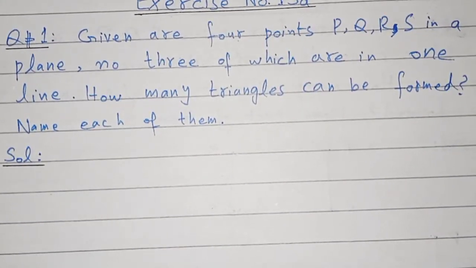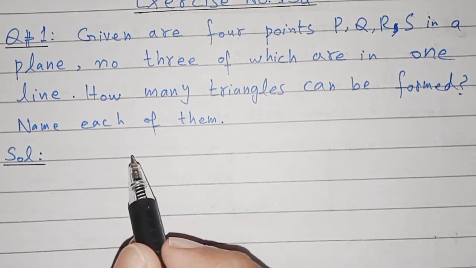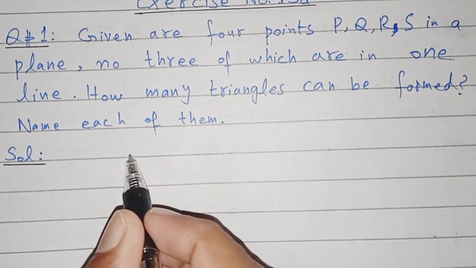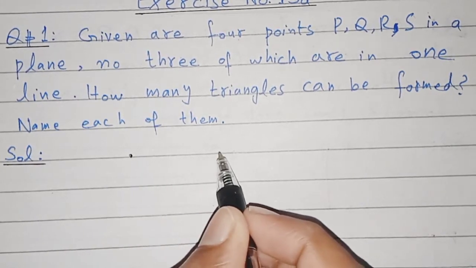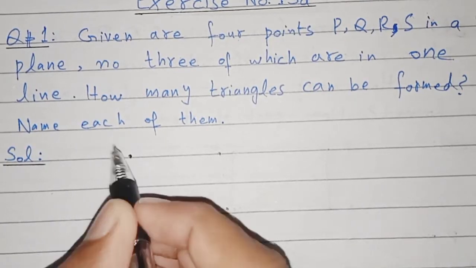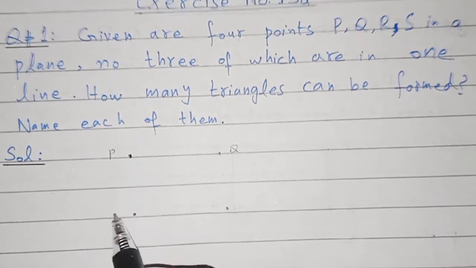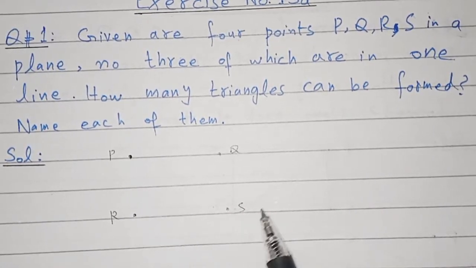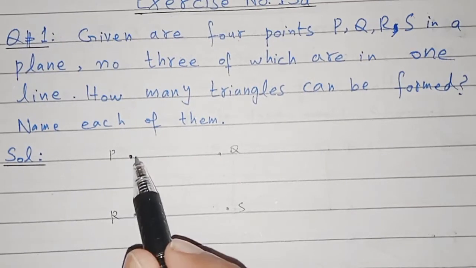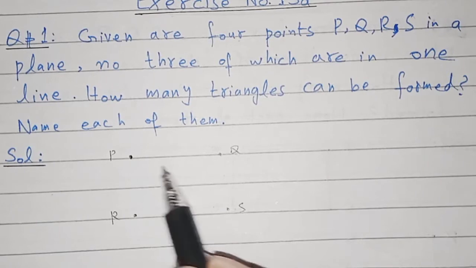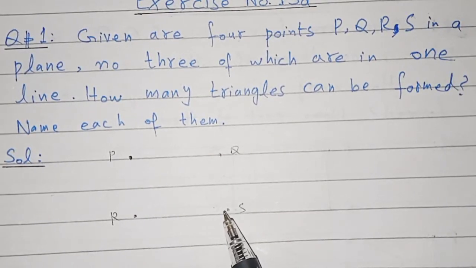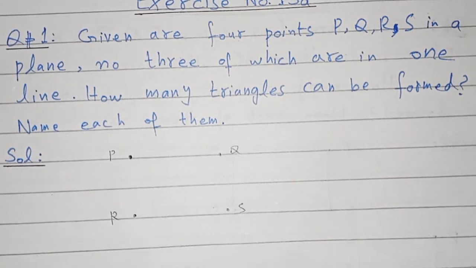About the given condition, I am taking points P, Q, R, S. For example, this is P, this is Q, this is R, and this is S. I have taken these points in this way because we cannot have 3 points in the same line or 4 points in the same line, but we can take 2 points in the same line. So I have followed this condition. Now we will join the points to make triangles.